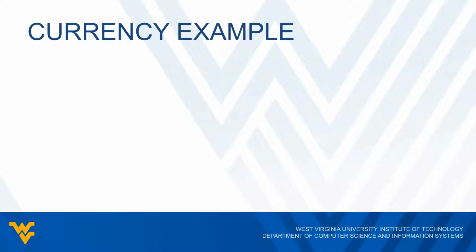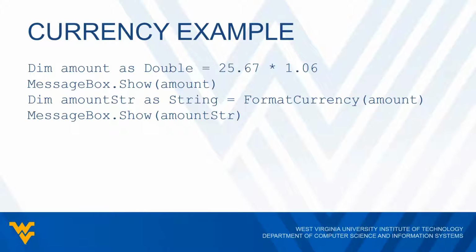Let's take a look at an example of some code where we would use this method. So let's say we have something like this. We're going back to our earlier example where we have an amount, which is a double, and we take 25.67 and add a 6% tax to it, and we're going to display that amount. And then the next line, we're going to use the format currency method. We're going to pass in the amount as an argument and store that in a string, which we call amountStr. And then we display that amount.